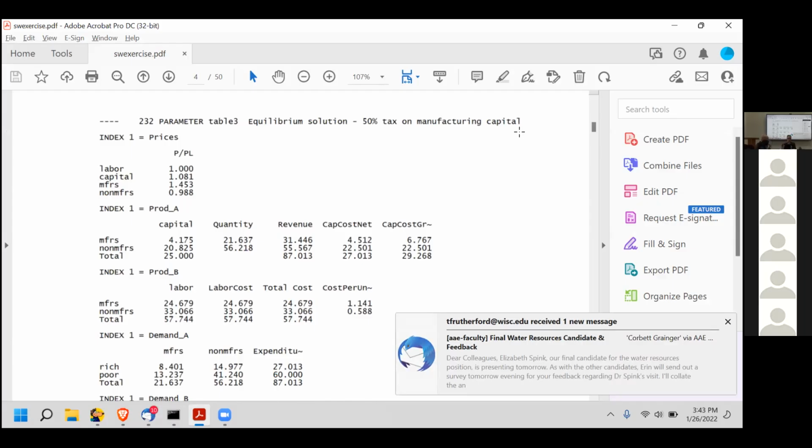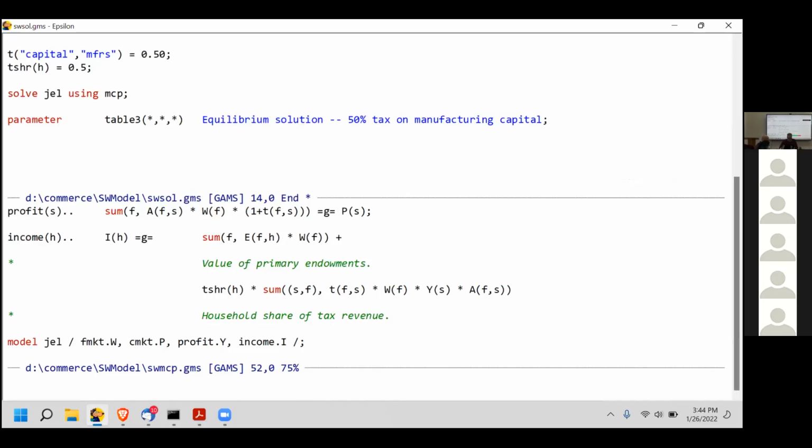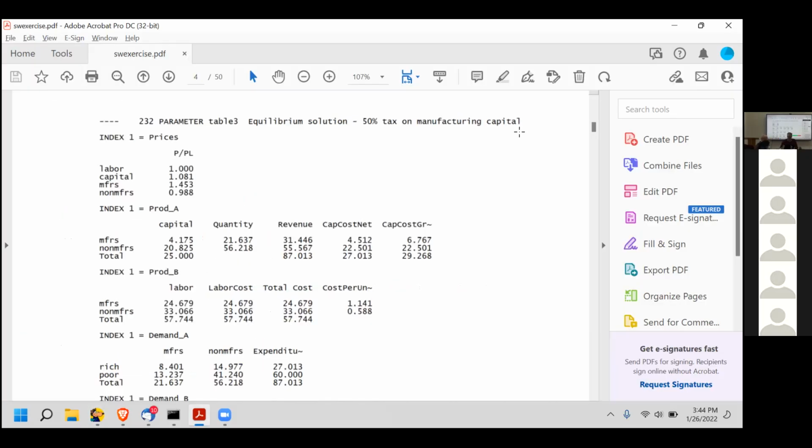So what I'm saying is that the column there says P divided by PL. So we're going to divide by the wage rate as numeraire. Notice that the price of labor is equal to 1.000. So here I'm going to say, okay, I have to have a table that says prices. So I go back to my model.